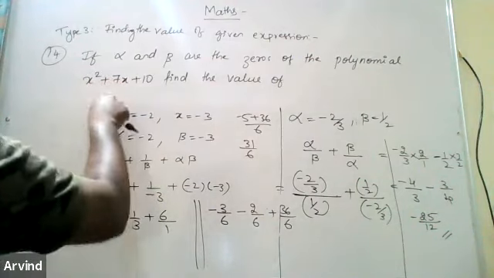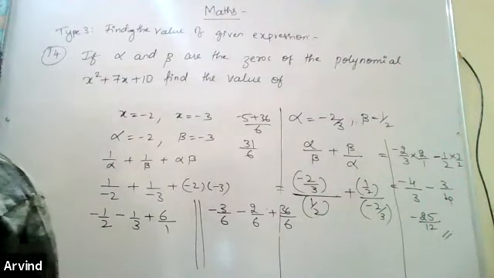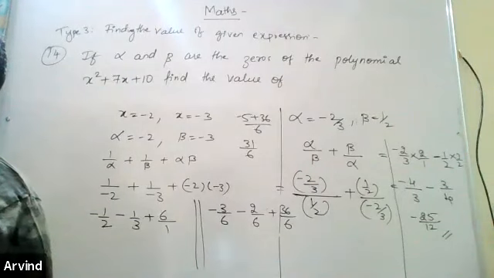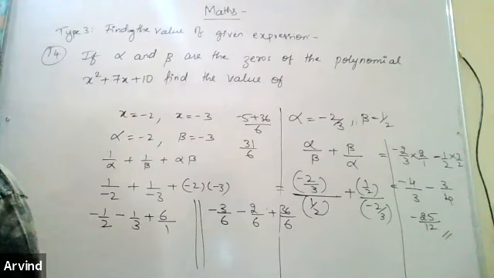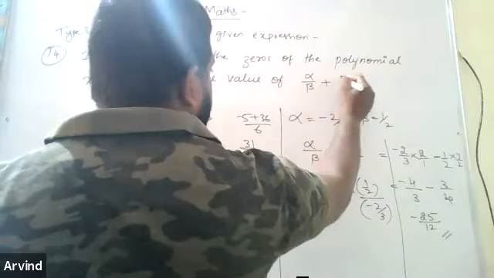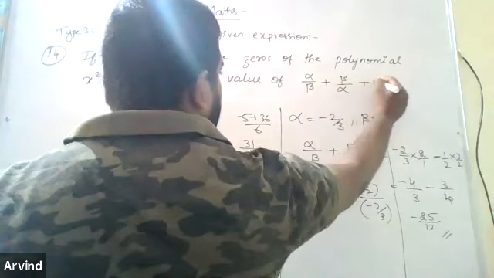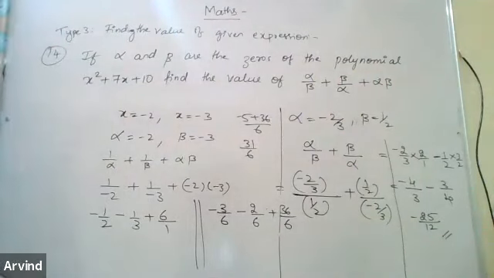All these are factorizable. Okay. Find the value of alpha by beta plus beta by alpha plus alpha beta. Try it out. Alpha by beta plus beta by alpha plus alpha beta.